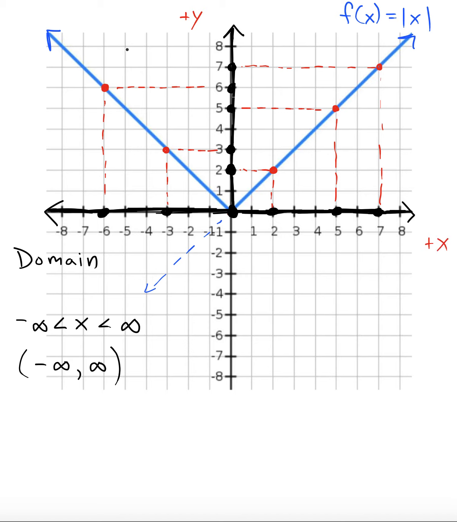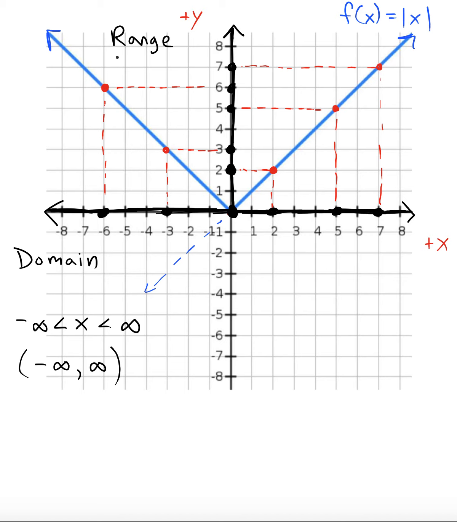When it comes to our range, though, notice that we don't get certain types of numbers. What outputs didn't we get? Like we have curve in quadrant 1 and quadrant 2, but we don't have any curve in quadrant 3 and 4. That means we don't have any negative outputs. An absolute value can never output a negative value.